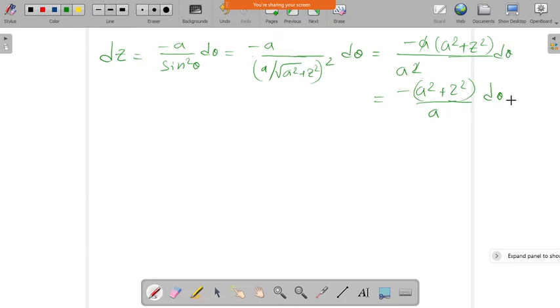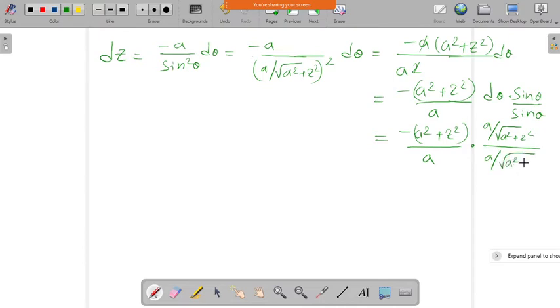Now if I multiply by one more sin theta and divide by one more sin theta, what will happen? If I put in the sin theta expression, we will get a square plus z square divided by a. Sin theta is nothing but a by square root of a square plus z square, and this is divided by a by square root of a square plus z square into d theta. Now I am multiplying sin theta on both sides.